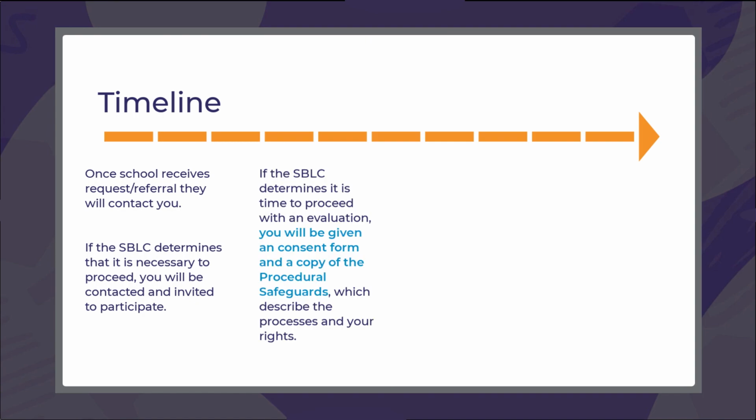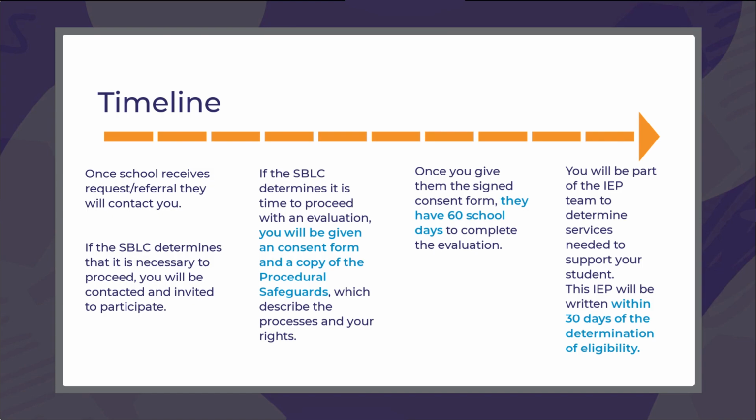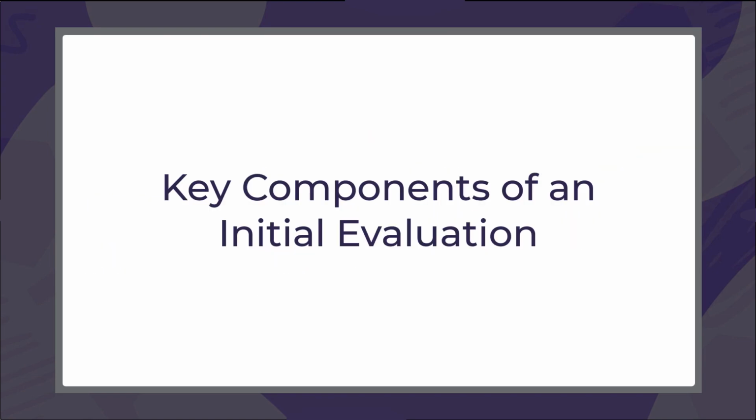If the SBLC determines it is time to proceed with an evaluation, you will be given a consent form for the evaluation and a copy of the procedural safeguards, which describes the processes and your rights. Once you give them the signed consent form, they have 60 school days to complete the evaluation. You will be part of the IEP team to determine services needed to support your student. This IEP will be written within 30 days of the determination of eligibility.